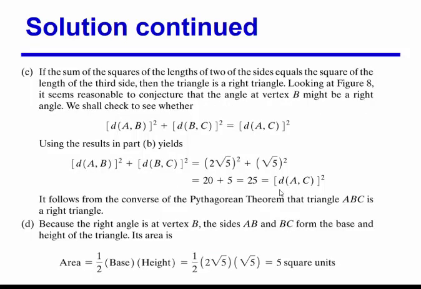If the sum of the squares of the lengths of 2 sides equals the square of the length of the third side, then the triangle is a right triangle. Again, this is the a squared plus b squared equals c squared formula. So when we do the distance of AB squared plus the distance of BC squared, that's going to be equal to the distance of AC squared. You can see that we get 20 plus 5, which is equal to 25, which equals the distance of AC squared. Because the right angle is at vertex B, the sides AB and BC form the base and the height of the triangle. Its area is 1/2 times the base times the height, which is 1/2 times 2 square roots of 5 times the square root of 5, which is 5 square units.